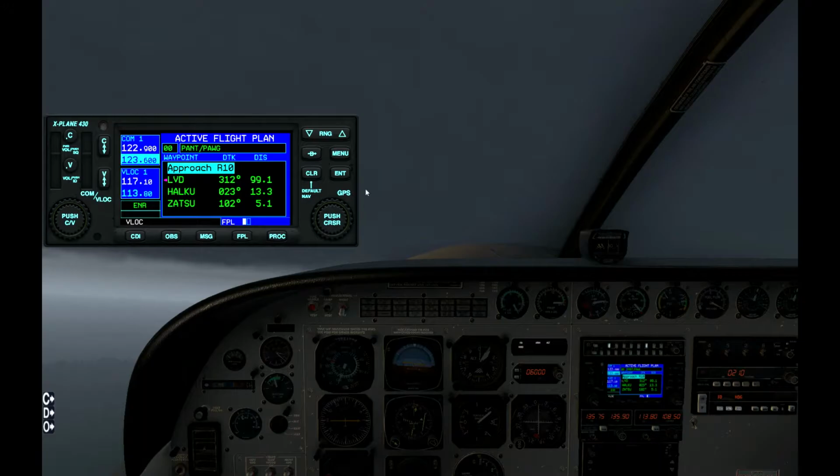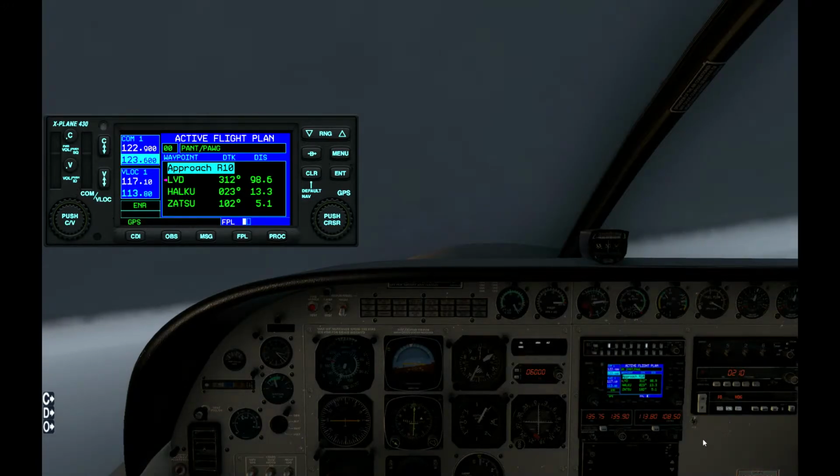I'm going direct to Level Island once again just to refresh the direct course. It should still be not too far off, but just to get the most accurate direct course. And yep, see, it's still at 312. Kind of move our way to the right, get back on that. Now we'll focus on the instruments since we're going to be going through the weather, get the autopilot set up.